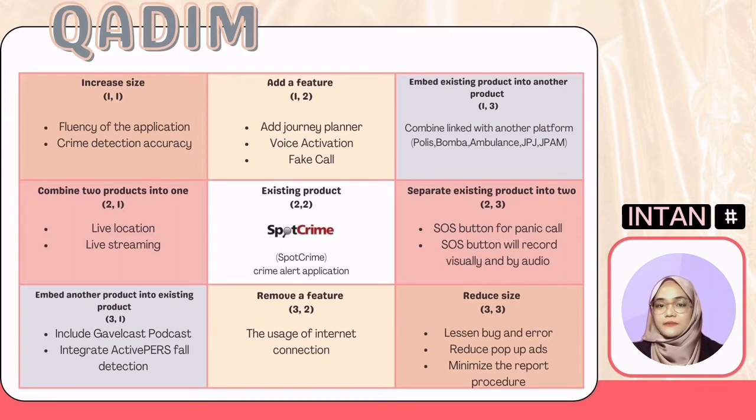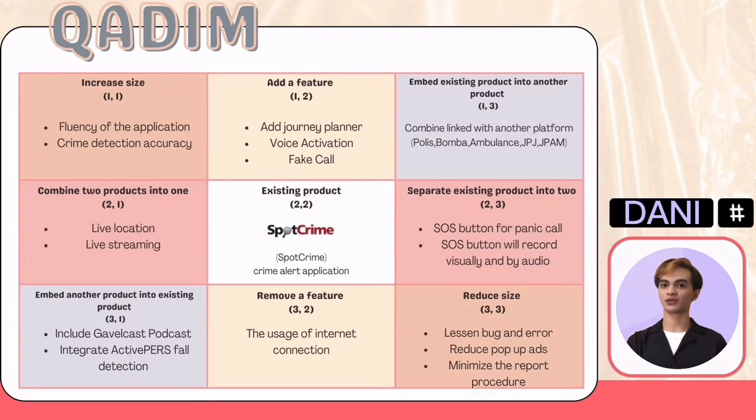Next, for embedding an existing product into another product, we intend to cooperate with authorities such as police, Bomba, ambulance, GPJ, and JPAM that have online applications, so that it will be easier to give and get the latest information quickly for our users. And then for combining two products into one, we will combine the live location function with the live streaming function, where users can automatically notify their trusted people of their current location when they do live streaming.